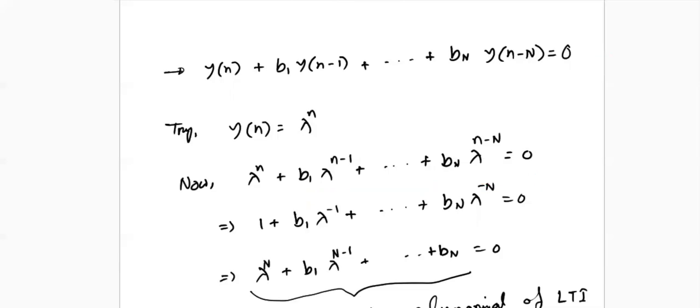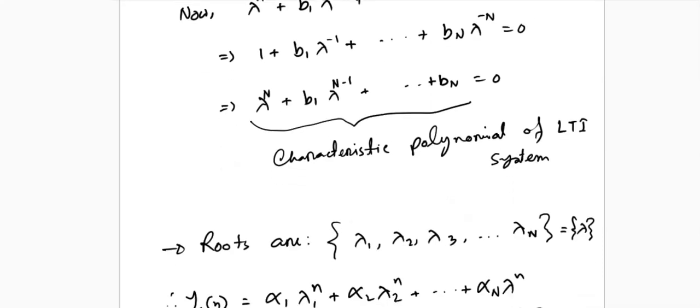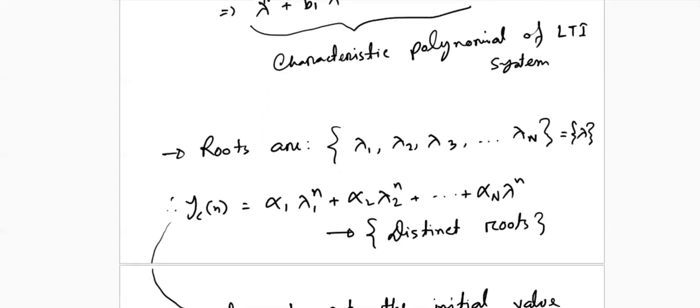From there, just doing the mathematical calculations, we can express it this way, which is the characteristic polynomial of the LTI system. How many roots do we have? We definitely have n number of roots. What are the roots? Lambda 1, lambda 2, lambda 3, up to lambda n. That is the set of roots we have. We have found those roots.